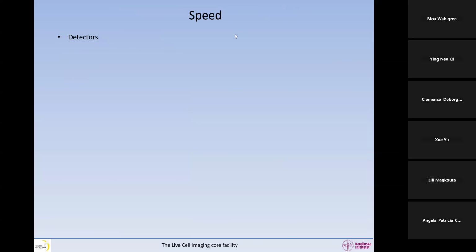So now I'm going to talk about speed very quickly. For detectors, we know that on a single point confocal, we're scanning pixel by pixel. Bloop, bloop, bloop. So this is slow. And we have a certain exposure time, if you want to say, per pixel. It's called the pixel dwell time. And this is measured in microseconds per pixel.